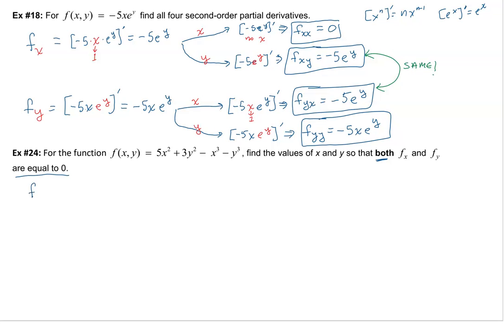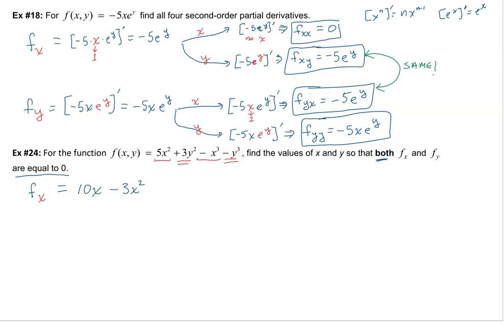F sub x. This one's not too bad. As I scan the function, the x's and the y's are separate. So I've got some x terms to consider, and I've got some y terms to consider as I do each of the different derivatives. So maybe I can just go right to my derivative. So f sub x, from the x terms, I get 10x, skip over 3y squared, and then get minus 3x squared. Skip the y cubed at the end.